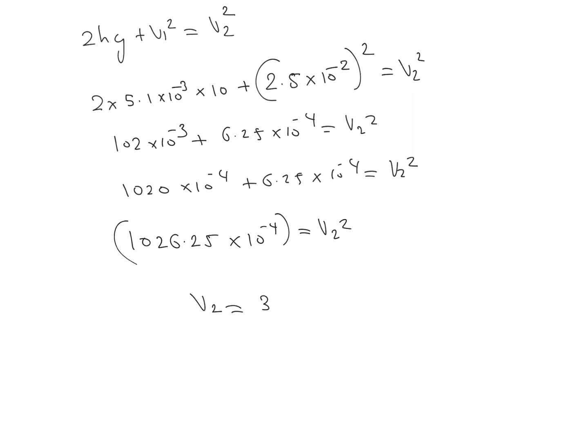That is equal to 32.03 into 10 raised to minus 2, or we can write approximately 32 into 10 raised to minus 2 meter per second, which is equal to 32 centimeter per second.